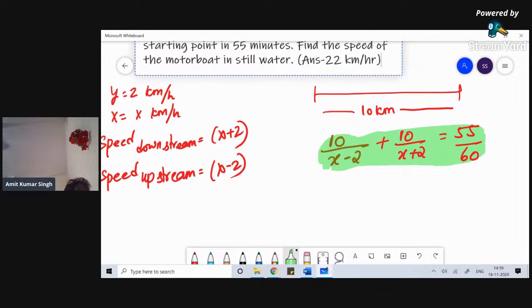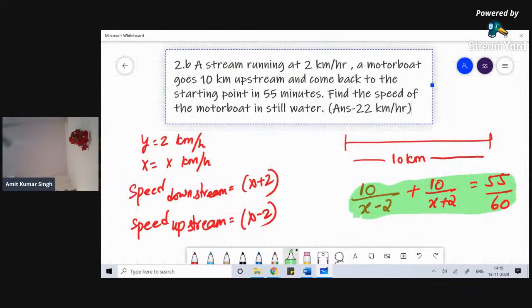One minute. Sahana wants me to repeat this, so again, I'll repeat this. Here the question is like this: a stream is running at 2 kilometer per hour. Stream means the water. So the speed of water is 2 kilometer per hour, meaning the y value is 2 kilometer per hour. Then the speed of boat in still water, that we have to determine.